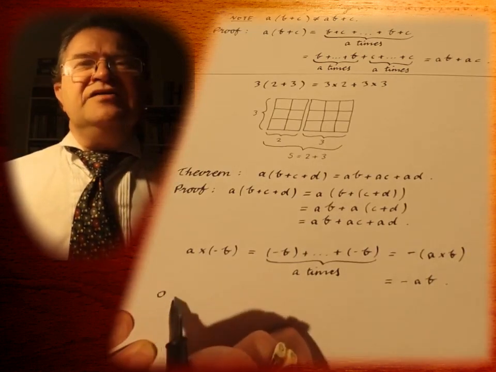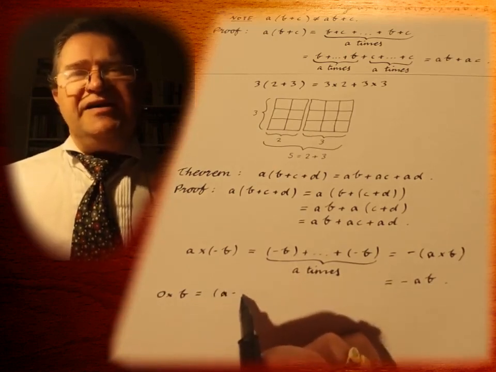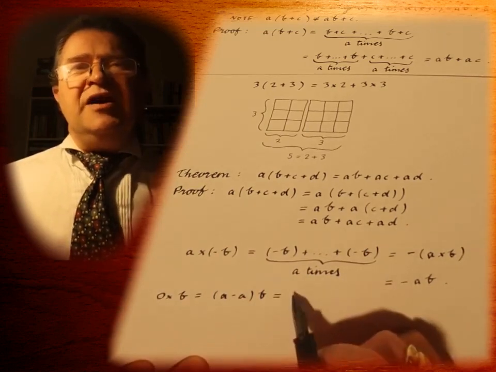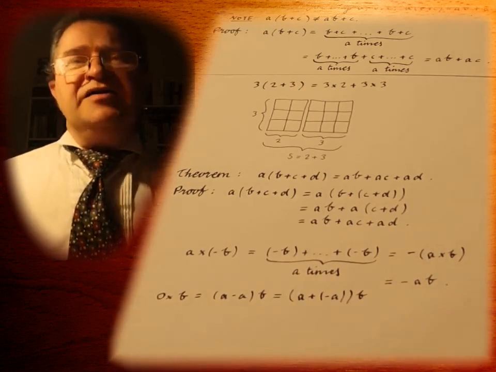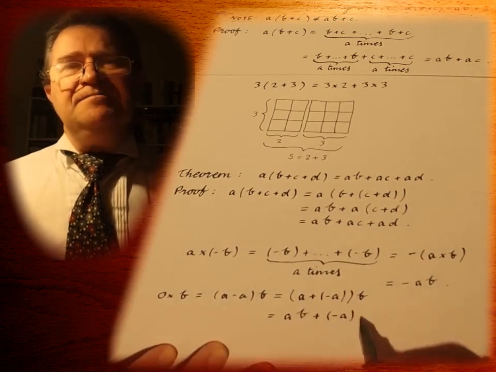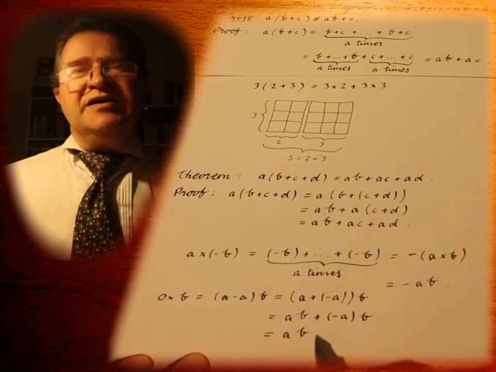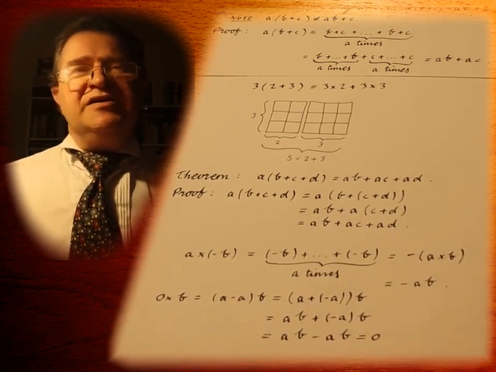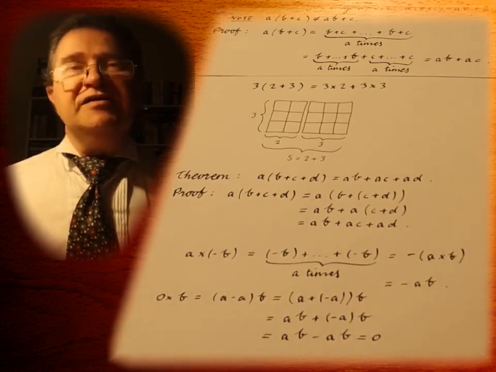Now consider 0 times b, which is a minus a times b, because anything minus itself is 0. And that's just a plus minus a times b. And by distributivity, that's a times b plus minus a times b. And that's a times b minus a times b. And that is in fact 0. So this tells us that 0 multiplied by anything is 0.